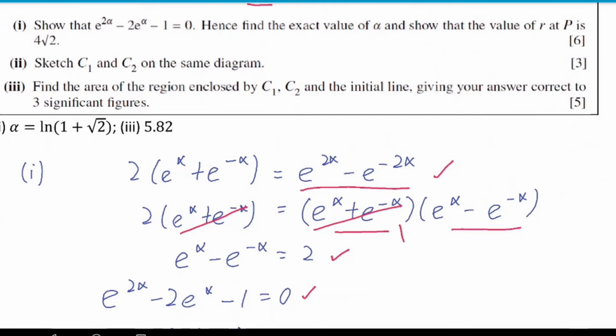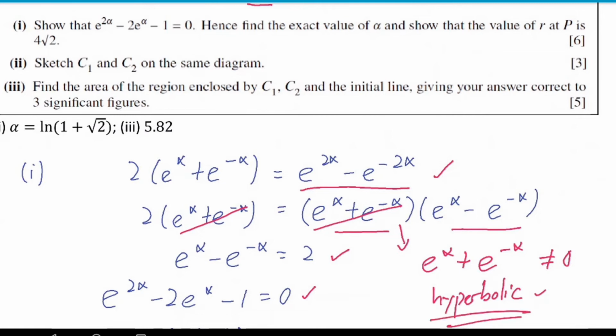Okay, why can we actually just cancel off this thing? Because this is actually non-zero. This is actually something called a hyperbolic function, which we will learn in FP2, but they already apply this kind of idea here without formally introducing the function. But without knowing this specific type of function, we also can do it as usual.